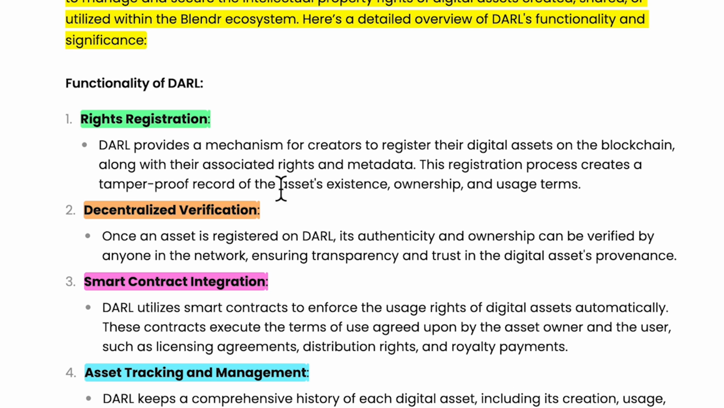So the functions: rights registration. DARL provides a mechanism for creators to register their digital assets on the blockchain, along with their associated rights and metadata. This registration process creates a tamper-proof record of the asset's existence, ownership, and usage terms. Decentralized verification. Once an asset is registered on DARL, its authenticity and ownership can be verified by anyone in the network, ensuring transparency and trust in the digital asset's provenance.